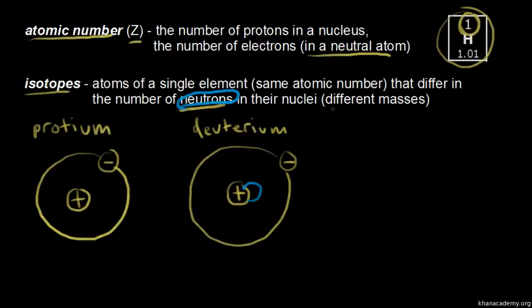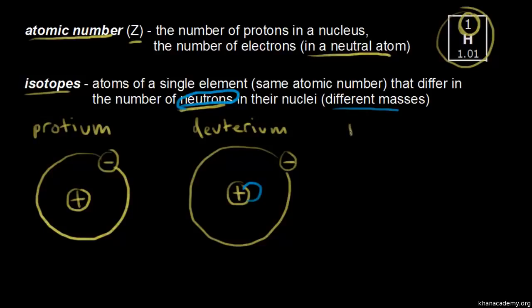So isotopes have different masses because they differ in terms of number of neutrons. Notice, though, that they have the same atomic number. They have the same number of protons in the nucleus, right? It's 1 proton in the nucleus. And that's important because if you change the number of protons, you're changing the element. And that's not what we're doing here. We're talking about atoms of a single element. Deuterium is still hydrogen. It's an isotope.